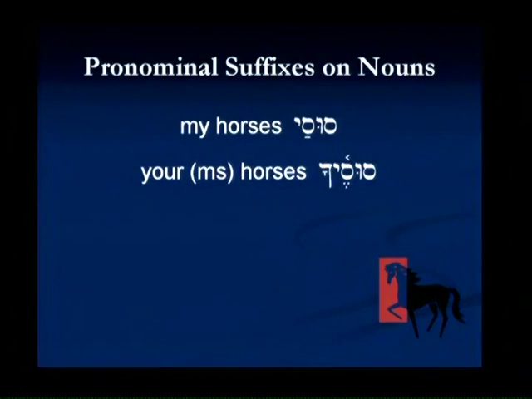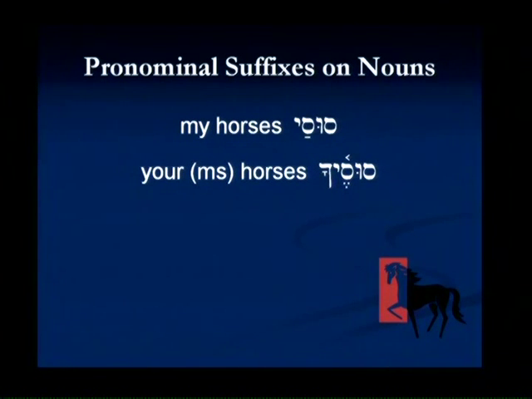Okay? Your horses is suseka. Notice that the yod is maintained as your clue that it's a plural noun. It's shortened to a segol as the connecting vowel instead of a tsere. And don't ask me why. The Masoretes don't explain why. They just chose to do it. And it's one of those cases where you wonder why they couldn't have just kept the tsere.